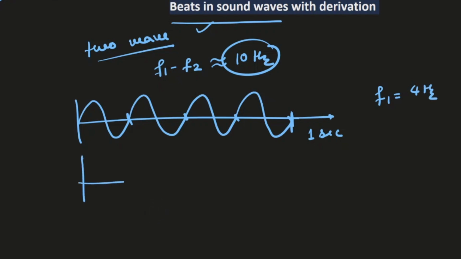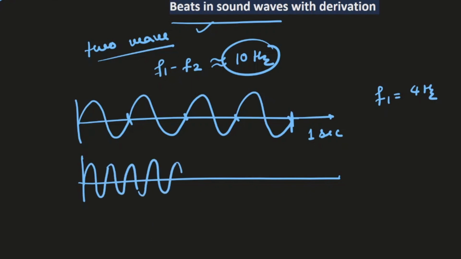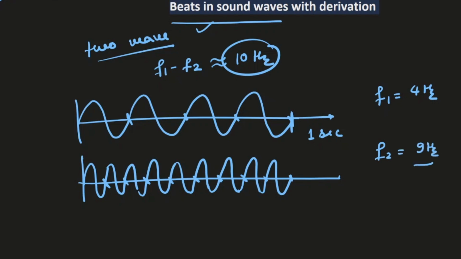Okay, similarly we make another wave. Okay, so one cycle completes, 2, 3, 4, 5, 6, 7, 8, 9. So the frequency of the second wave is 9 hertz. So there is a difference in the frequency. The frequency difference is the most important condition for the beats phenomenon.